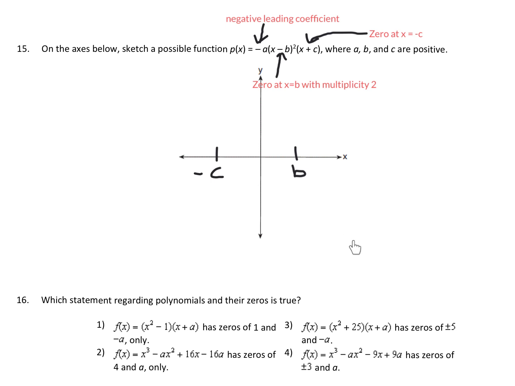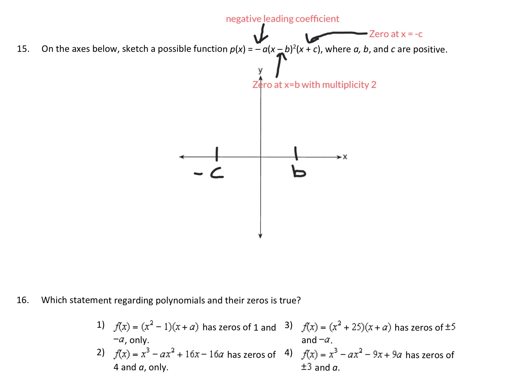I'm actually going to draw this backwards. Now, just keep in mind, if there's multiplicity of 2 at x equals b, it means that it's going to kind of come up to the x-axis and bounce off the x-axis, and then it's going to follow through this way. Okay, so because we have a negative leading coefficient, it's going to go down, up, and it has to end off going down if it's a negative leading coefficient.